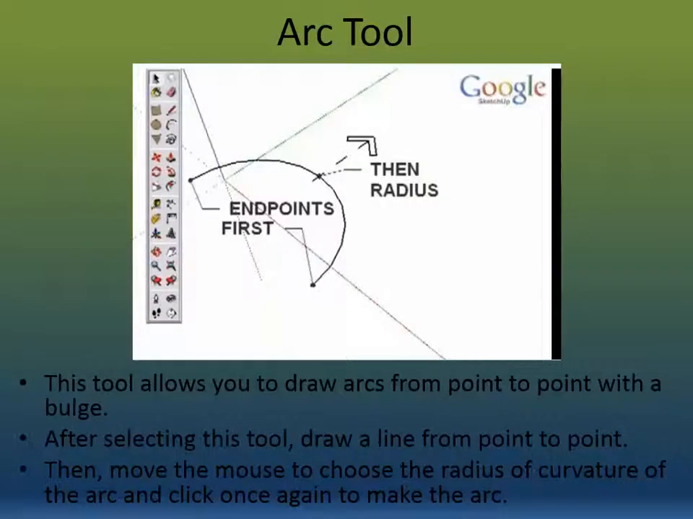Next is the arc tool. This tool allows you to draw arcs from point to point with a bulge. So after you select the tool, you draw a line from point to point the same way you do with the line tool, but then you move the mouse to choose the radius of curvature of the arc, and you click again to finish the arc.